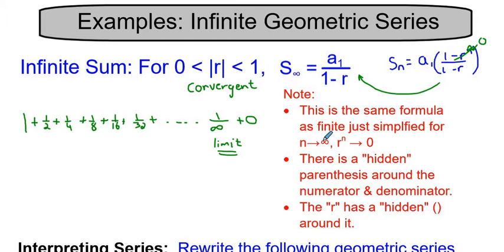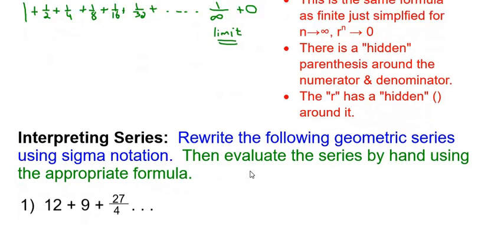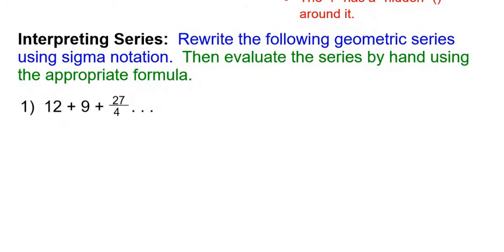So it's the same formula. As n goes to infinity, r to the n will go to 0, meaning the sum will eventually add 0. Please remember the hidden parentheses on the r and on the top and bottom. All right, so now we're going to look at examples, and they're going to be just like the previous ones we did, but with an infinity sign.